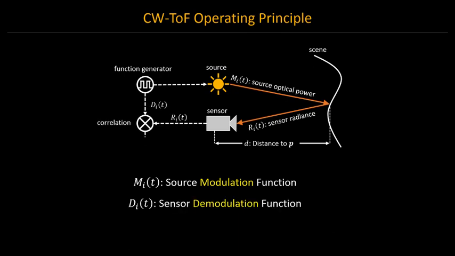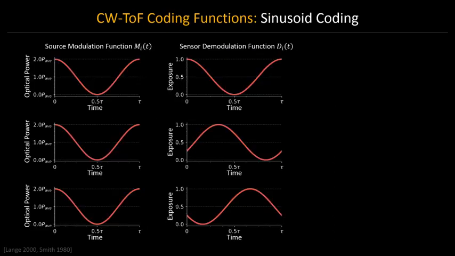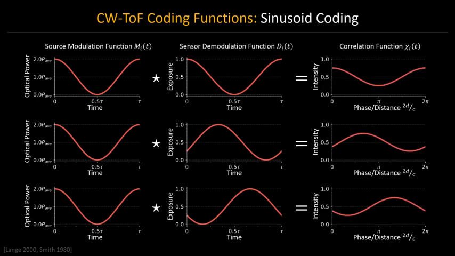3 or more intensity measurements are captured for estimating scene depths. For a given hardware and imaging setting, the performance of a time-of-flight camera is determined by its modulation and demodulation functions, also referred to as decoding functions. Most current cameras use sinusoid coding, where both modulation and demodulation functions are sinusoids. The resulting correlation functions are also sinusoids.